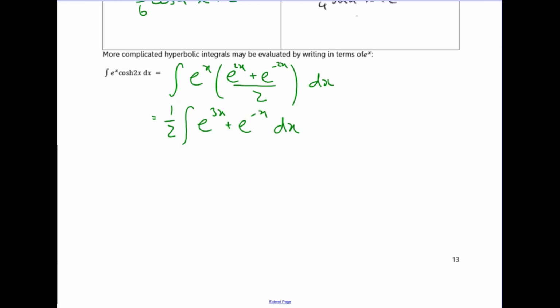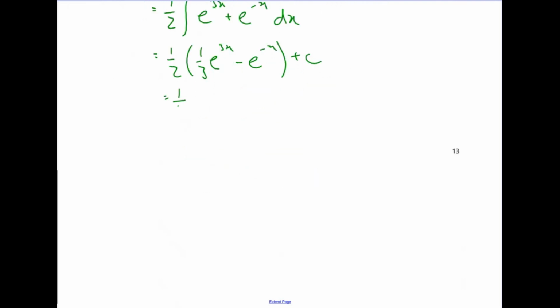And then it's just a case of integrating these. So integrating e to the 3x gives you a third e to the 3x. Integrating e to the minus x gives you minus e to the minus x. Plus c, you can leave it like that, you can expand it out if you like. So a sixth e to the 3x minus a half e to the minus x.